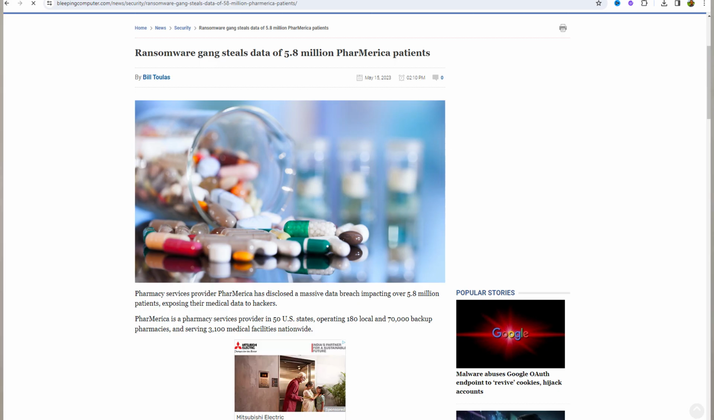Also there is one more example, in 2023 only. There was a cyber attack and data leak at the company Pharmerica. You can just Google it and you will get all the information there. So you can just assume how huge an impact these attackers have on companies and organizations.